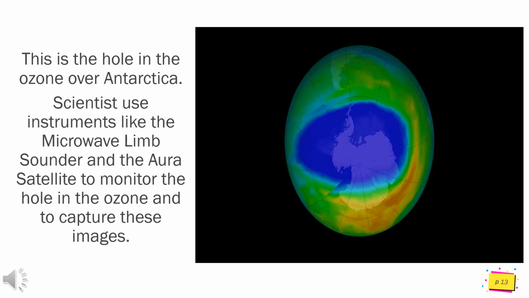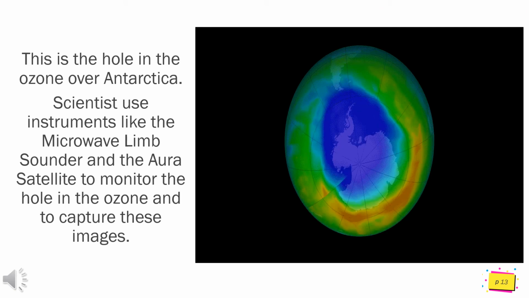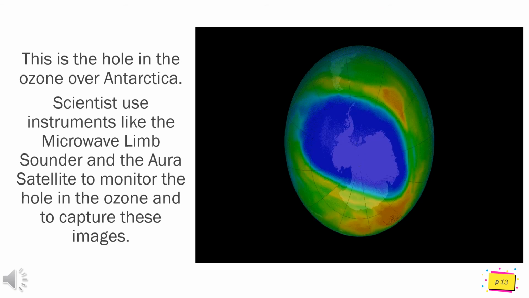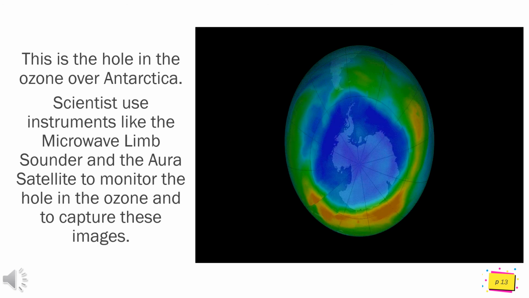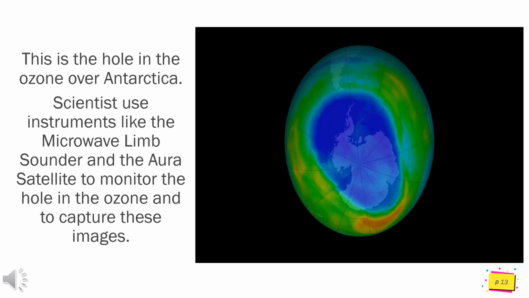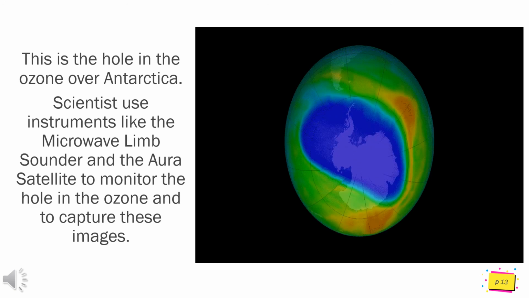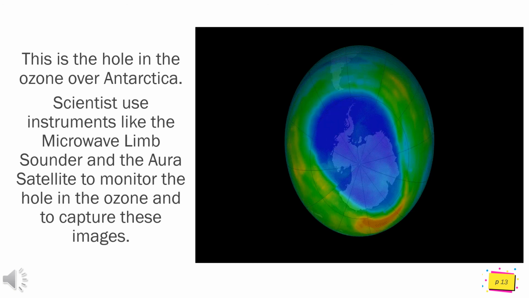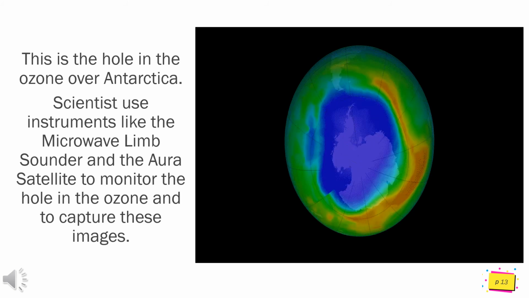Whoa! This is the hole in the ozone over Antarctica. You'll notice the color differences to show different gases. Scientists use instruments like the microwave limb sounder and the Aura satellite to monitor the hole in the ozone and to capture these images.